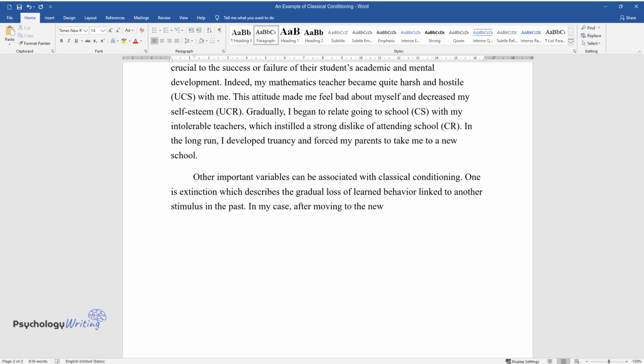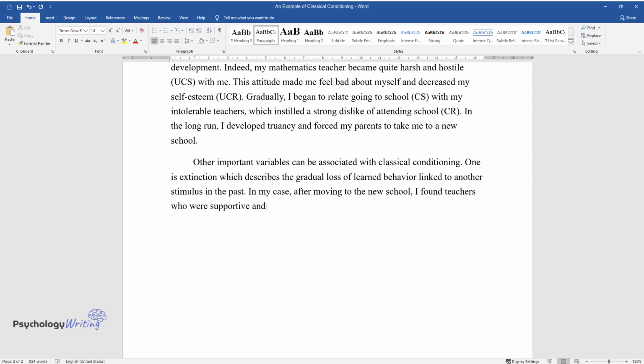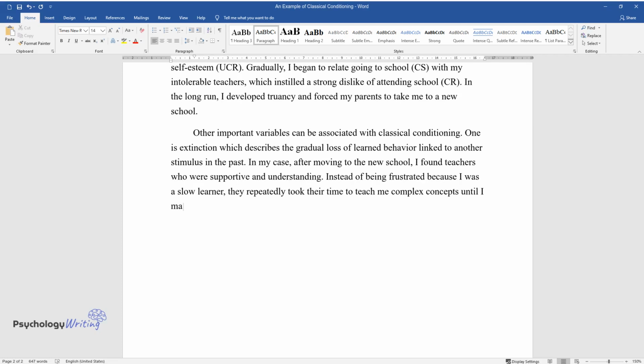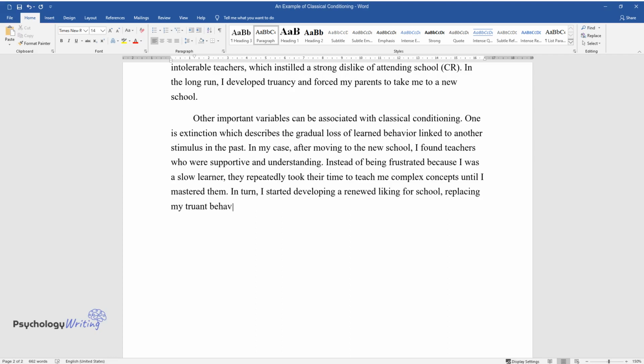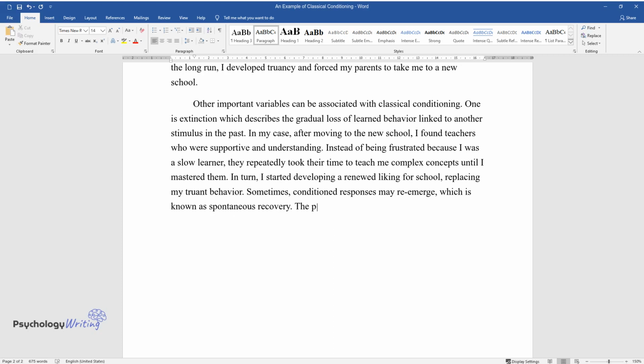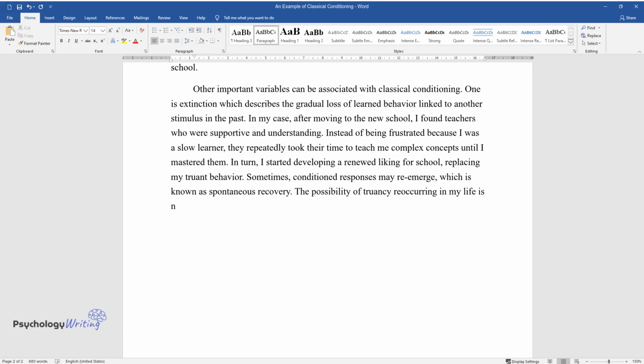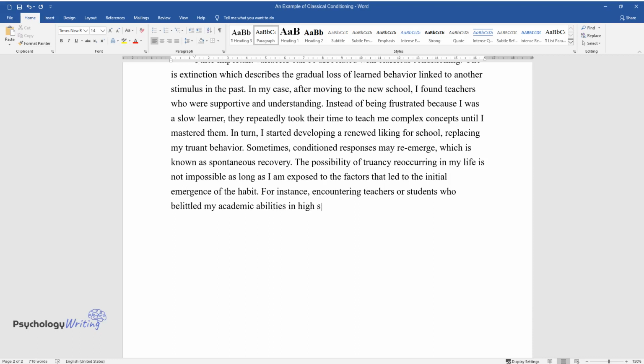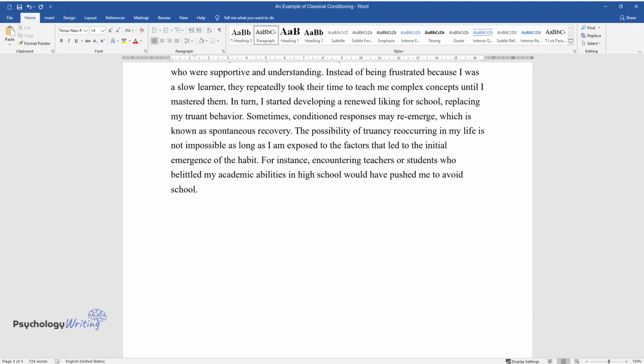In my case, after moving to the new school, I found teachers who were supportive and understanding. Instead of being frustrated because I was a slow learner, they repeatedly took their time to teach me complex concepts until I mastered them. In turn, I started developing a renewed liking for school, replacing my truant behavior. Sometimes, conditioned responses may re-emerge, which is known as spontaneous recovery. The possibility of truancy reoccurring in my life is not impossible as long as I am exposed to the factors that led to the initial emergence of the habit. For instance, encountering teachers or students who belittled my academic abilities in high school would have pushed me to avoid school.